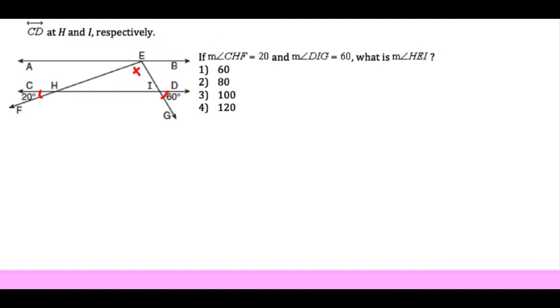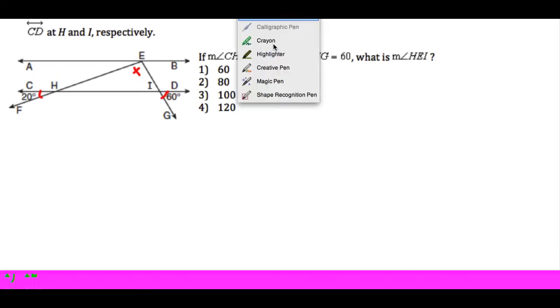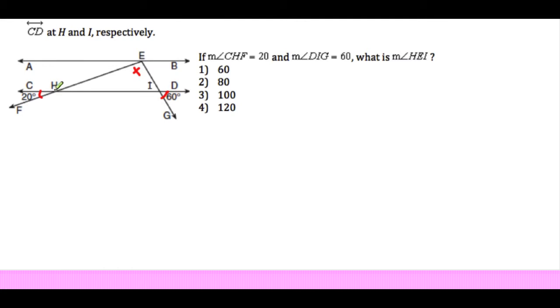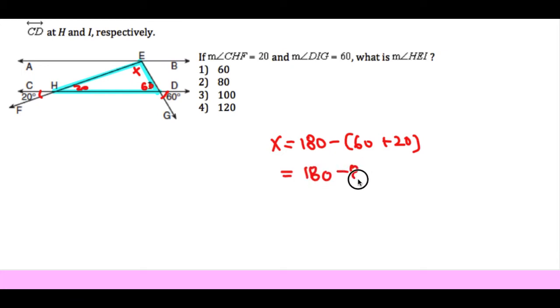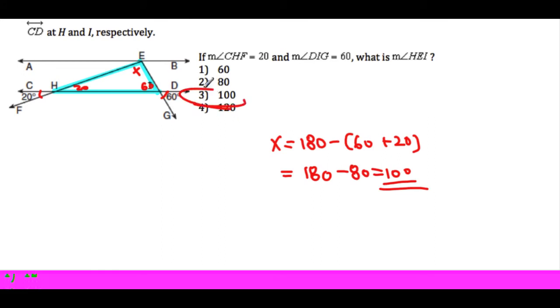But if you look at this carefully, you would have realized that we have a triangular shape going on right around here. Now, due to the vertical angles being congruent, we can say this is 60 and this is equal to 20. Then when you add up all three of them, they'll be equal to 180. So what is x? x equals 180, from which we subtract 60 and 20. 180 minus 80, we get 100, which is choice 3, our answer.